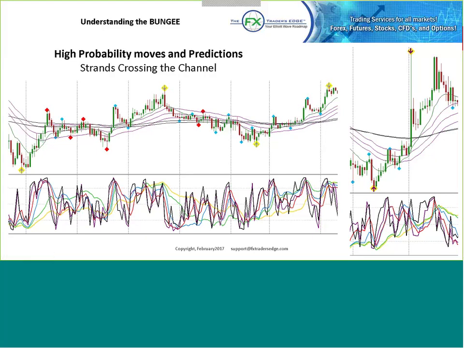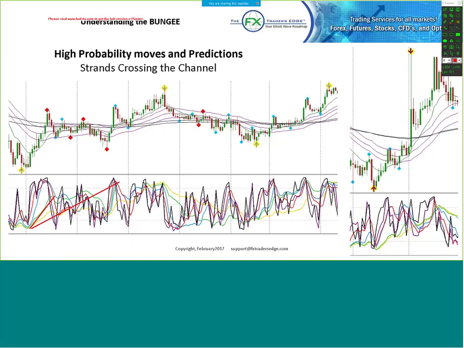And then, just to appreciate how things work, you need to know how these bungee strands cross the channel. Usually, with a steep move, and we'll look at the green bungee on the left here, with a steep move across the halfway mark that coincides with a red semaphore or maybe even a yellow semaphore, we expect that to continue to the top of the channel. The high probability is that it's going to move to the top eventually, and in this case it does here.